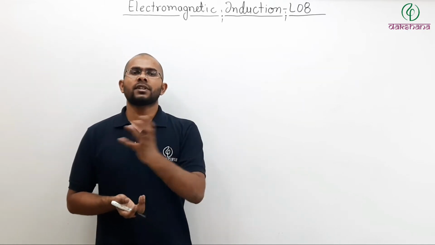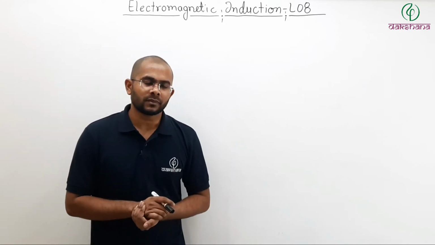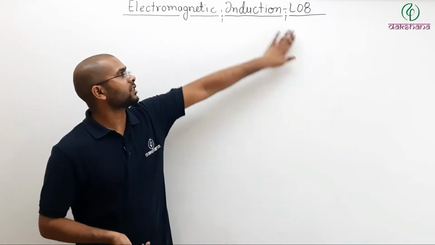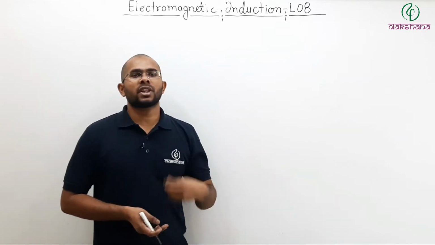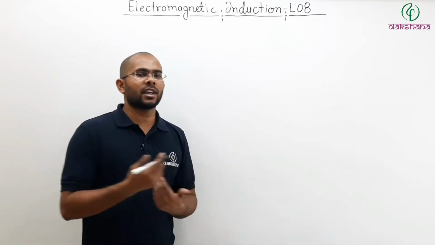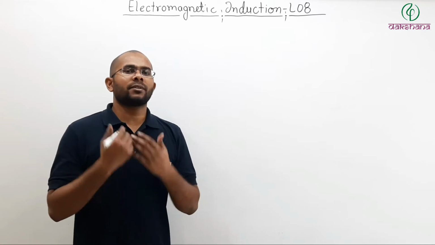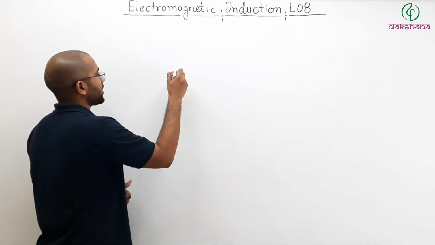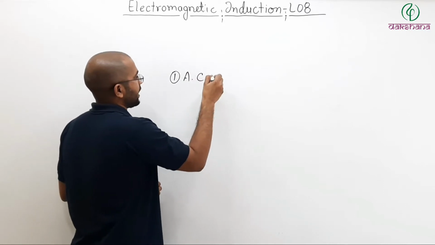For example, in your household supplies, the electricity that comes is generated using electromagnetic induction, and that is an AC current. So in this chapter of electromagnetic induction, that is lecture number 8, we are going to talk about how we generate electricity using electromagnetic induction. Before we talk about AC current or AC EMF which is supplied to your homes, first we need to understand what is the difference between AC and DC current or AC or DC EMF. So the first topic in today's lecture will be AC and DC.